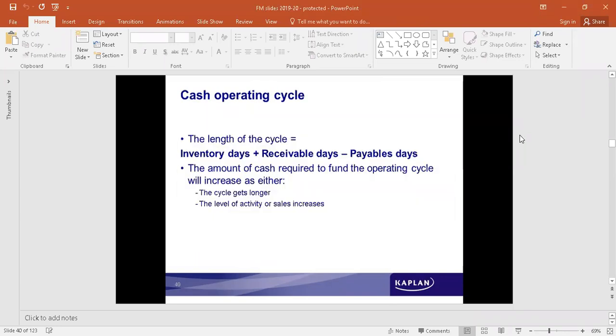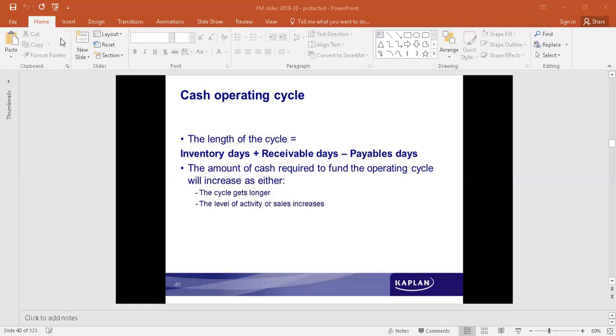So now in this context, what is cash operating cycle? There's a formula for cash operating cycle: the length of the cycle, in terms of the period, is equal to, okay, there is a formula given here. Please look into this one. The formula says inventory days, please make a note of it, inventory days plus receivable days minus payable days. What is the time period of cash operating cycle?